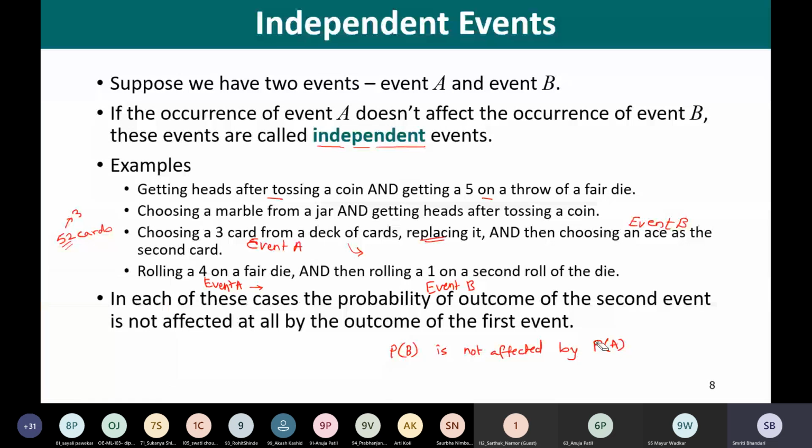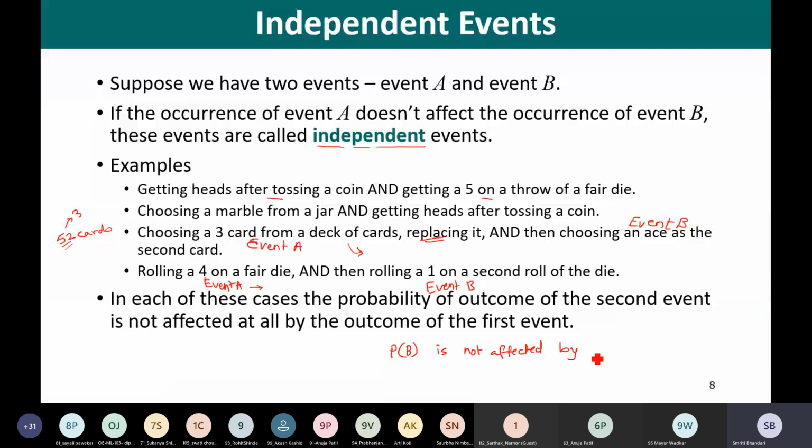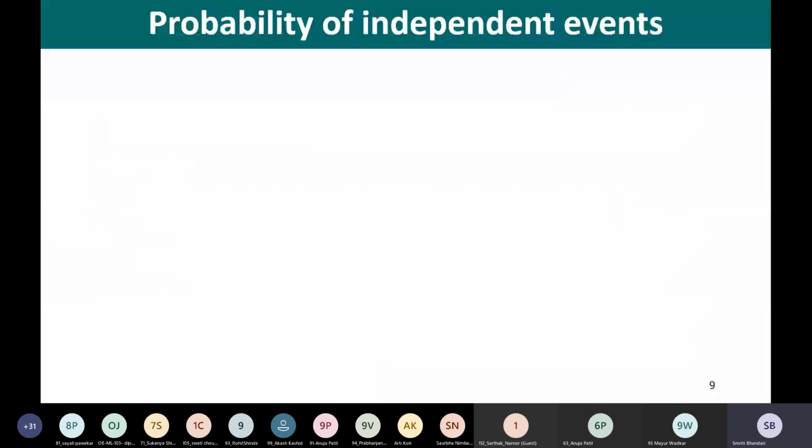Rather than probability of A, we may say outcome of A. So probability of B is not affected by the outcome of event A. So these are the independent events.